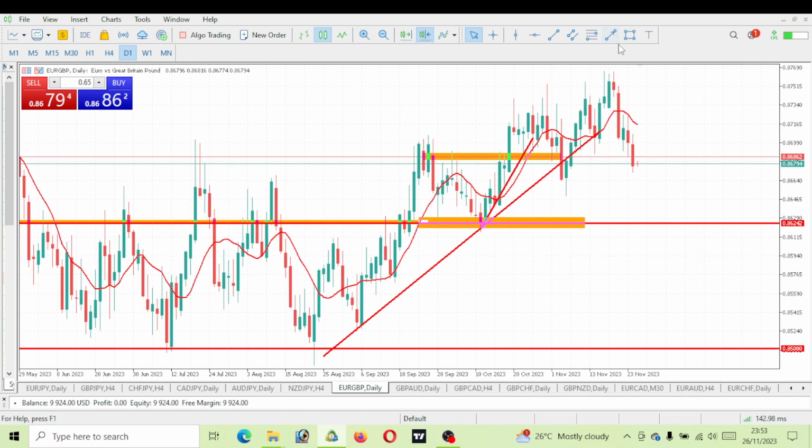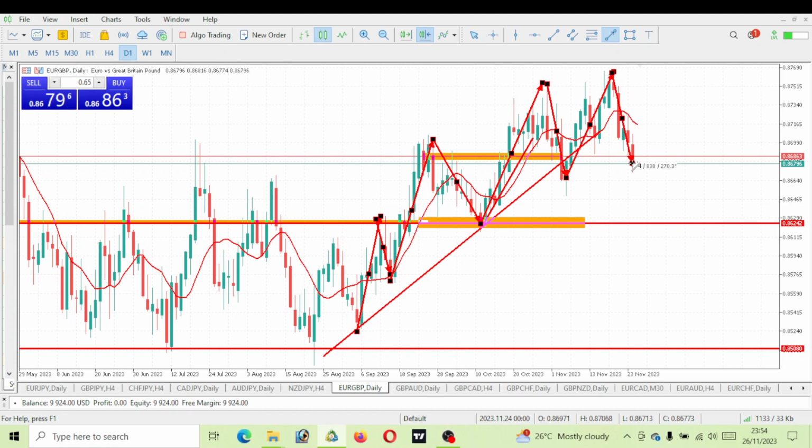So let's start with the daily time frame, right? You can see that this is a higher high. Here comes the higher low. Then you can see a new high, right? This is a higher low. This is a new high that took out the previous high, and here comes the higher low. This is a new high that took out the previous high. So this is a higher low.